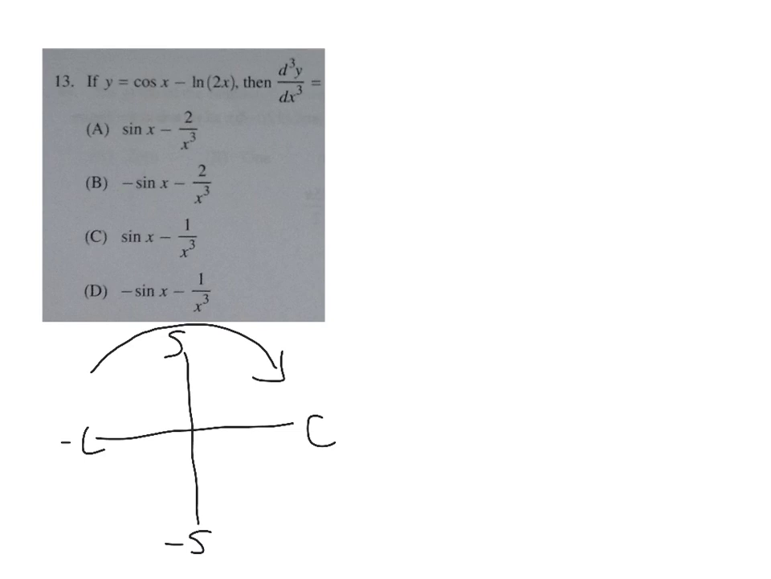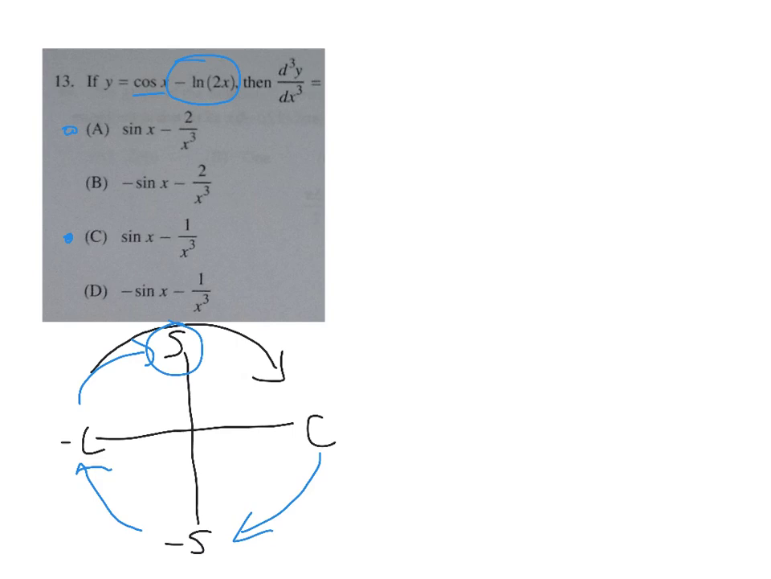If I start with cosine and take my third derivative, the first derivative is going to take me to negative sine, and then to negative cosine, and the third derivative is going to take me up here to sine. So right away I know I'm going to be either A or C. Now it's really just a matter of finding my third derivative of the other part.